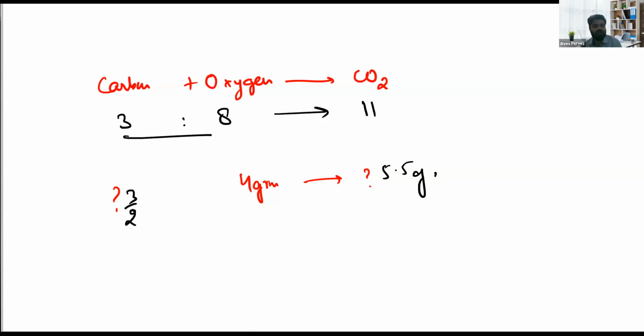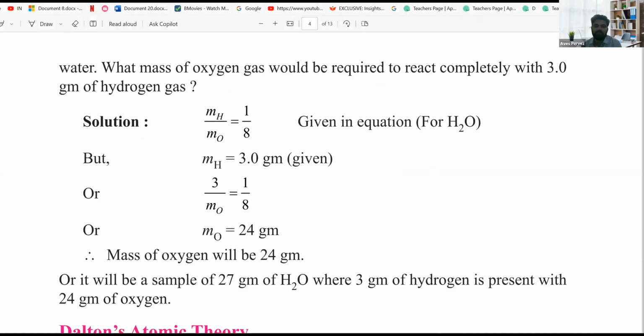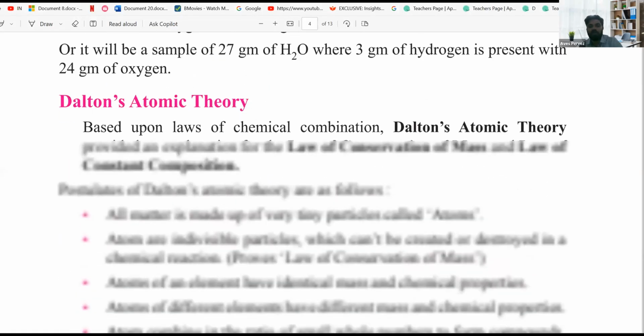Next is the Dalton atomic theory. Noted? Yes, sir. Now moving towards the Dalton atomic theory.